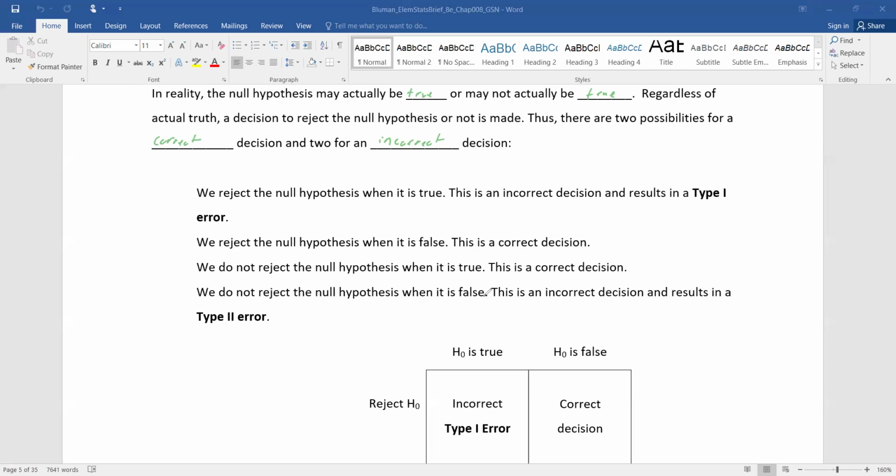So again, if you reject and it ends up being false, good job. If you fail to reject and it ends up being true, good job. But if you reject when it was actually true, type 1. If you failed to reject and it actually ended up being false, meaning you said it was true and it actually ends up being false, type 2. So if you say false when it's true, type 1. But if you say true when it's false, type 2. Right? And here's another little chart here you can use as well to help you out.